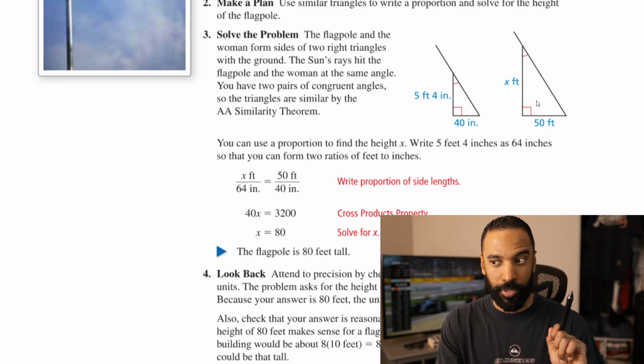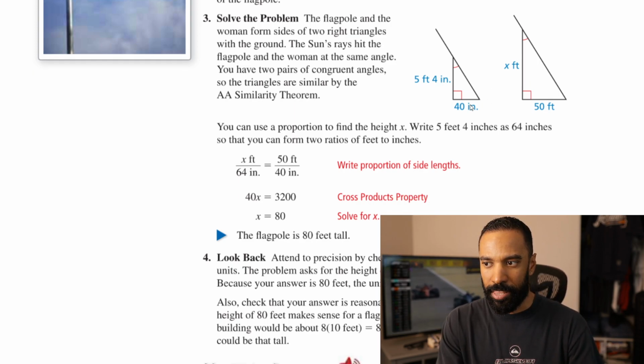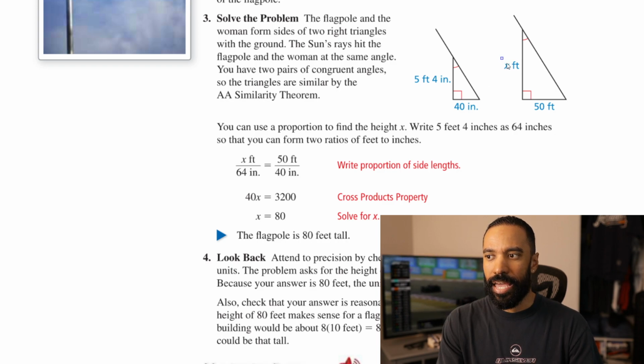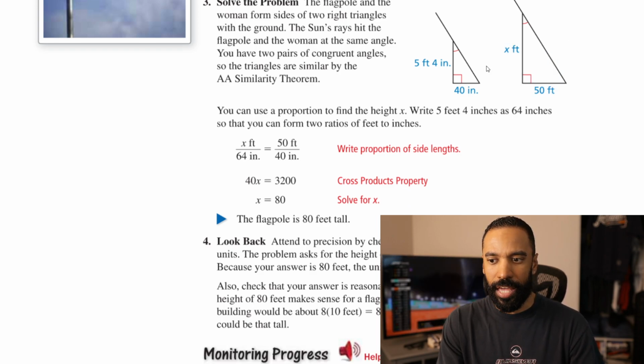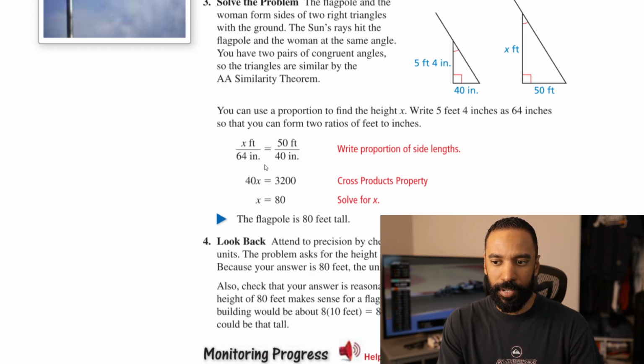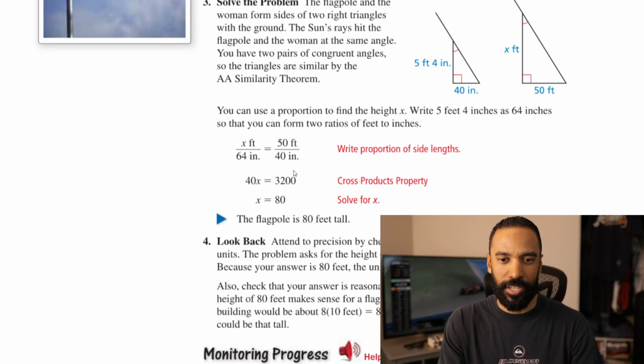The only other thing you have to be careful of on these problems is units. 5'4" is 64 inches, so you have to convert that. And then the other lengths can stay as feet as long as you understand the answer is going to be in feet. So you do some proportion stuff. Here's your 5'4", 64 inches. You cross multiply and solve. You get x equals 80. The flagpole is 80 feet tall.